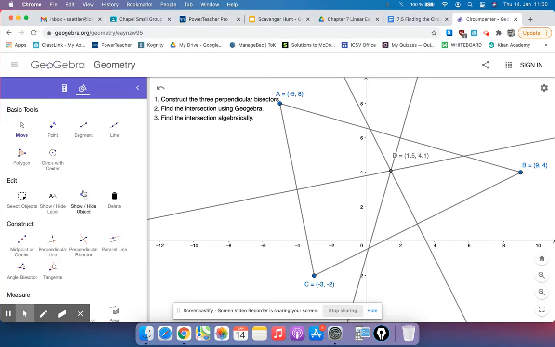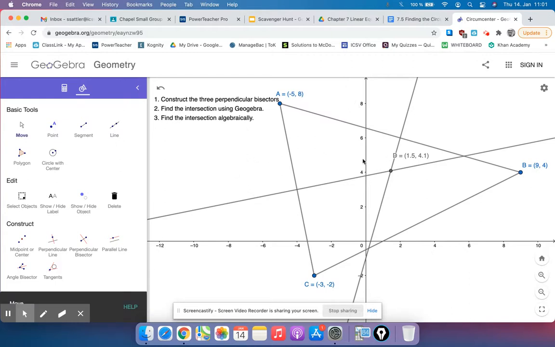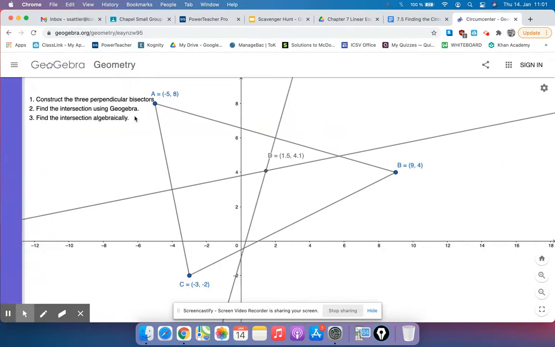So I'm going to hide one of them. It doesn't matter which one. Let's just hide this one because we only want to find 2. So first step is to get the midpoint. Find the midpoint of each side.